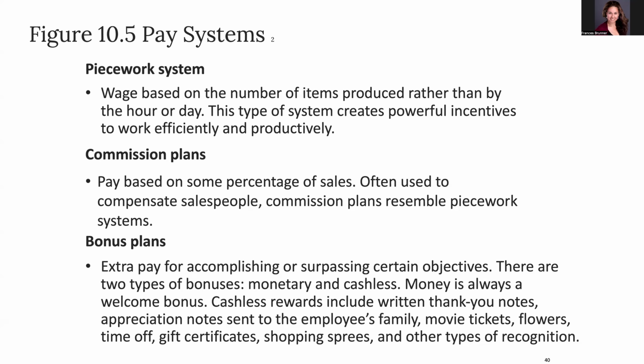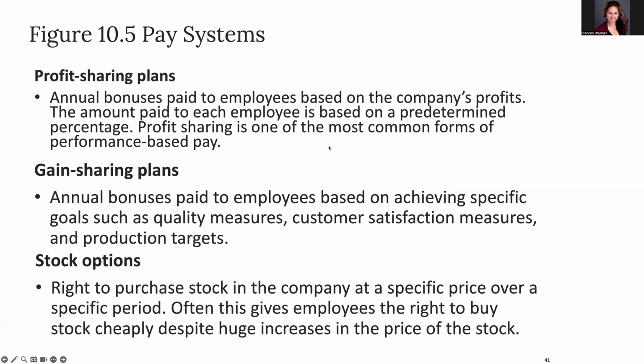Commission plans are also offered sometimes in addition to salaries and sometimes instead of salaries. A commission plan is a pay based on a percentage of sales. This is usually given to salespeople in order to help drive their motivation to sell more. Other types of pay systems are profit sharing, gain sharing plans, and stock options.